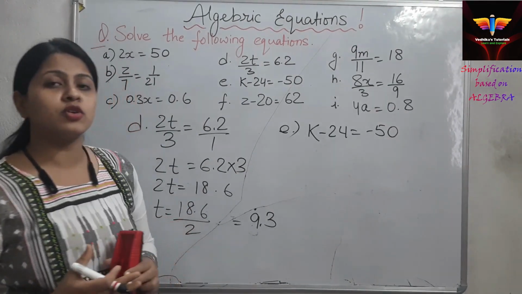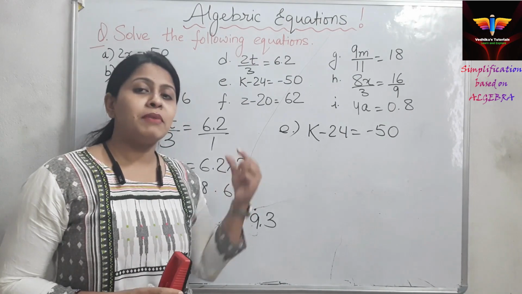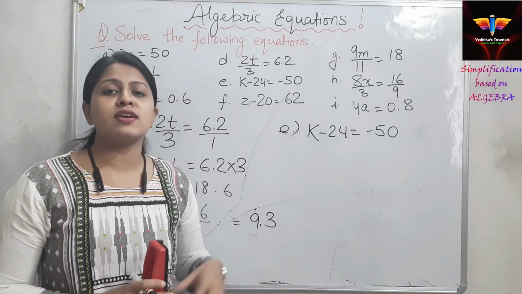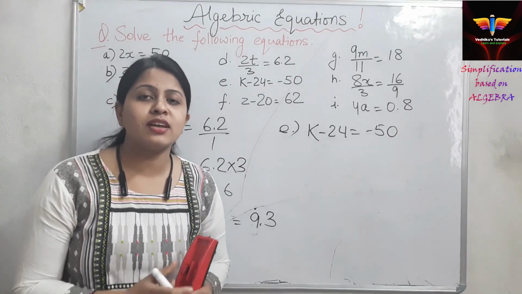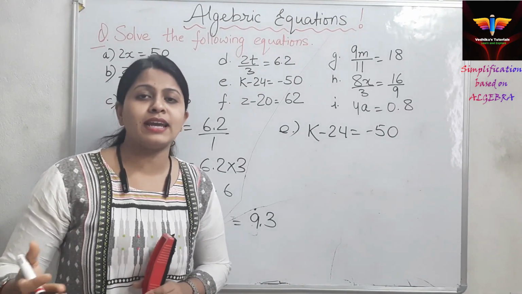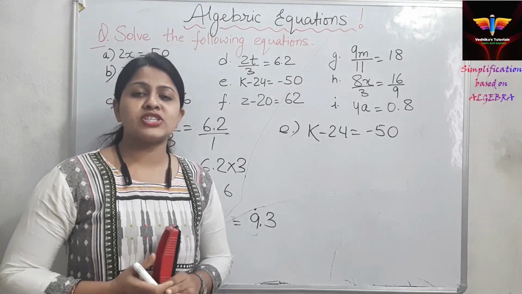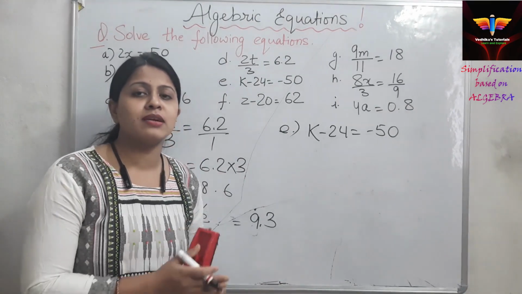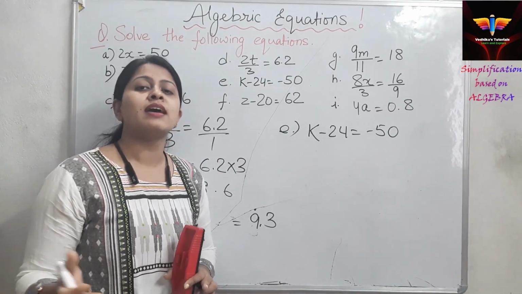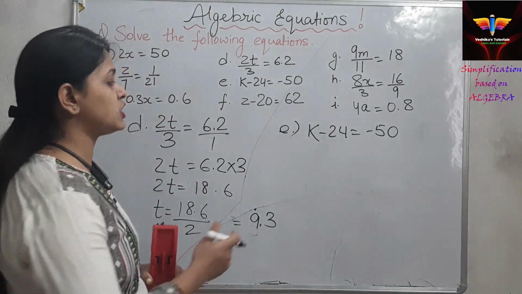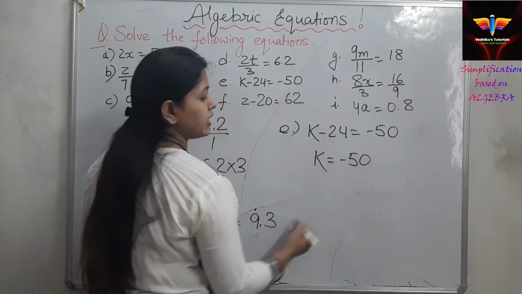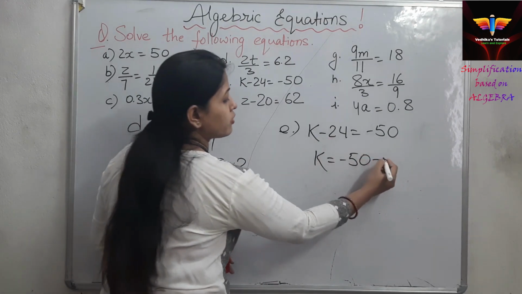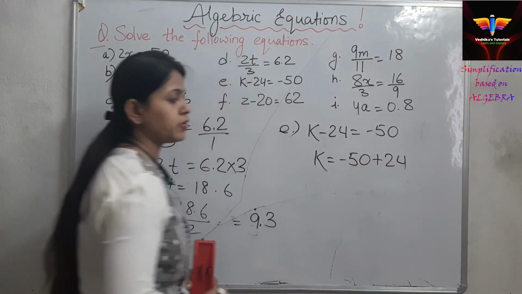Okay, so what we have to do? I have told you when the multiplication moves to the RHS, it gets converted into division. Likewise, when addition moves to the RHS side, it is converted into subtraction, and vice versa. When subtraction moves to the RHS, it gets converted into addition. So see, k is equal to minus 50 and this minus 24 will become plus 24.